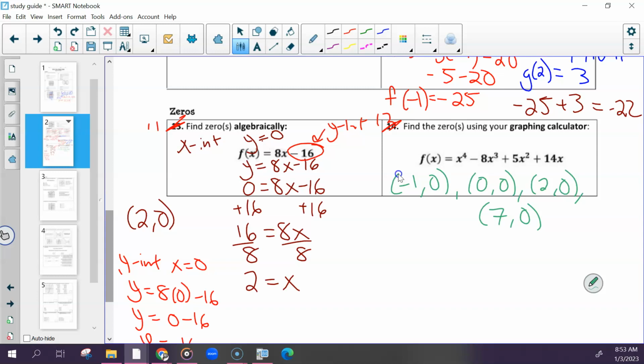There's really no work for that one. All of the problems that ask you to find zeros, you can do in the calculator, but if it says to show your work, I need to see you do it algebraically. Go on to the next page.